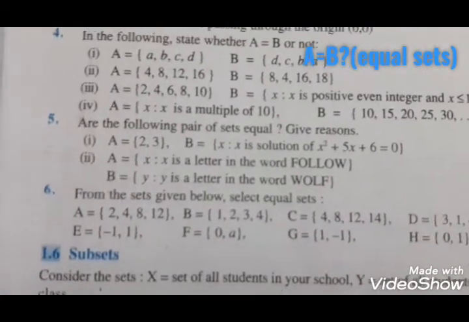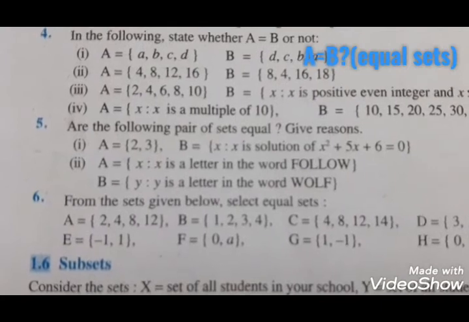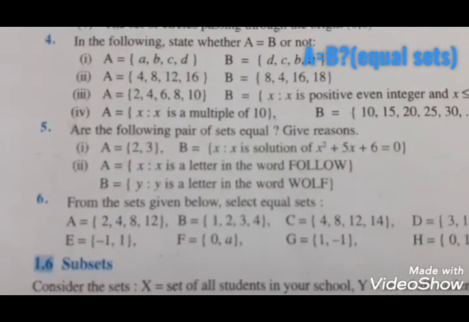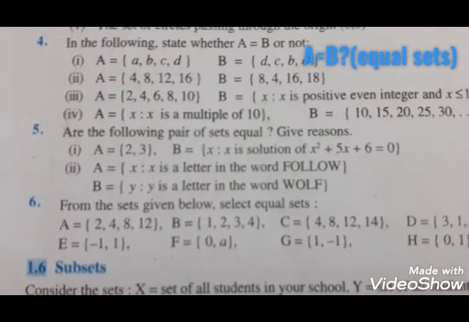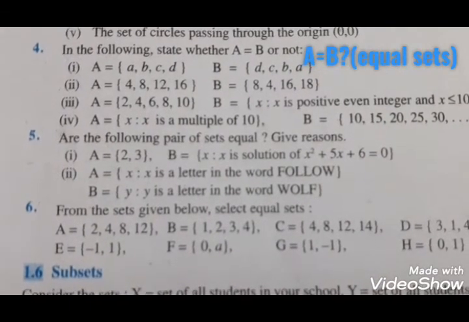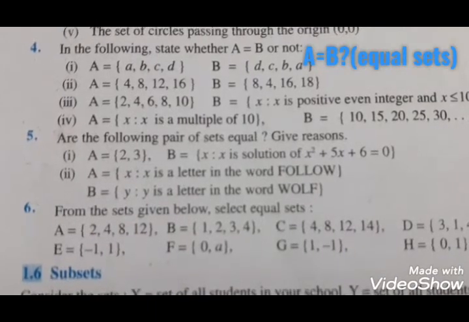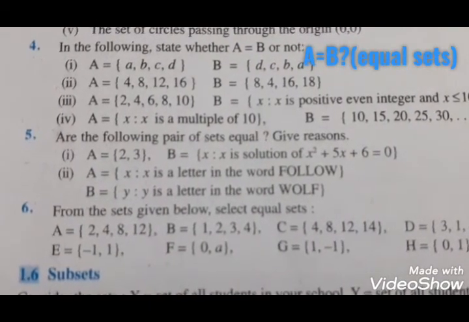Here set A and set B are given. In set A there are the elements A, B, C, D. In set B the elements are D, C, B, A. Means all these elements of set A are arranged in reverse order, but the number of elements and the elements themselves are the same for both sets. So we say that the first example of question number 4 is an example of equal sets, means here A equal to B.